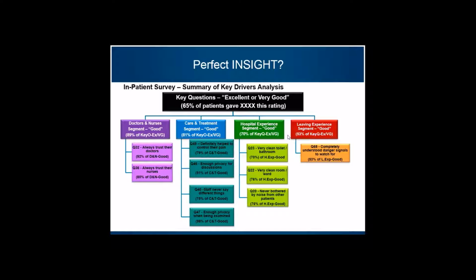This is a similar one, but this time for the inpatient survey. So for the key questions, overall, 65% of patients gave an excellent or very good rating. And what we were able to show, when you looked at the different themes, the 4 themes that mattered here: doctors and nurses, care and treatment, hospital experience, and leaving experience. Of those that rated doctors and nurses as good, which is the highest level of satisfaction, 89% also said that the overall rating was excellent or very good. So they gave the highest possible rating overall.